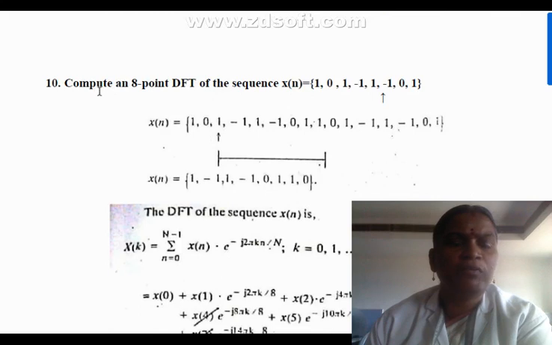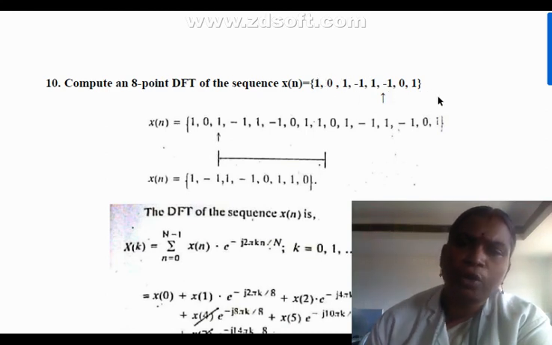We want to compute the 8-point DFT of the sequence. We have to consider x of n. In the given data we have 8 samples. We have to assign the arrow mark at -1. So these are all the data. At n equal to 0, the value is -1. The values are -1, -1, -2, -3, -4 and -5. Here we have to follow the 0 to 8 sequence. So we have to find it like this.